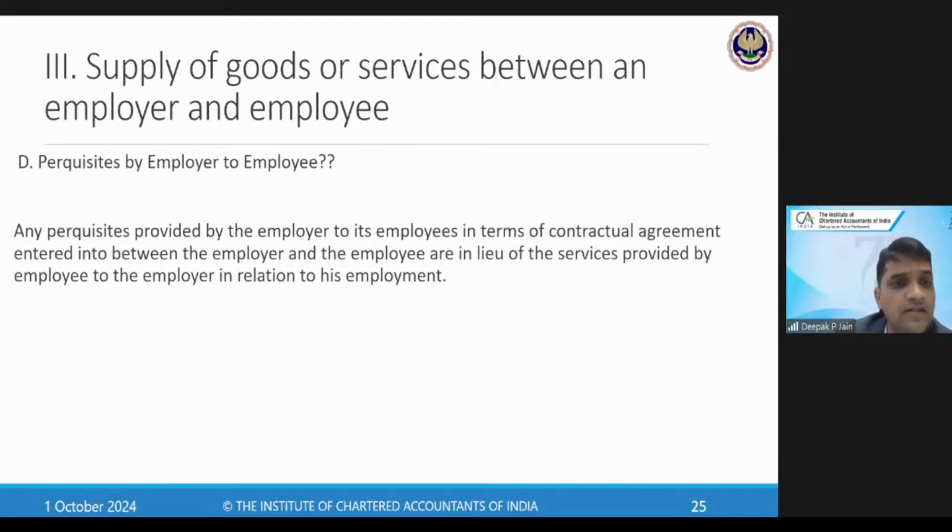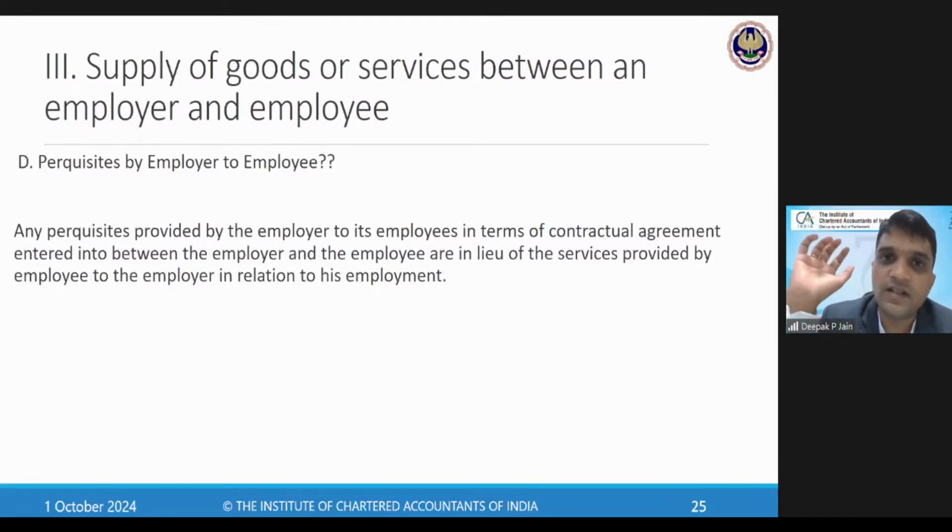Now, what happens when the perquisites are given by the employer to the employee? What are perquisites? Perquisites means the employee is given salary. Then, to please the employee more, the company is giving him rent-free stay. It's called rent-free accommodation. They are giving him travel benefits. All of that they're giving, spoiling the employee. I mean, they're giving to the employee.